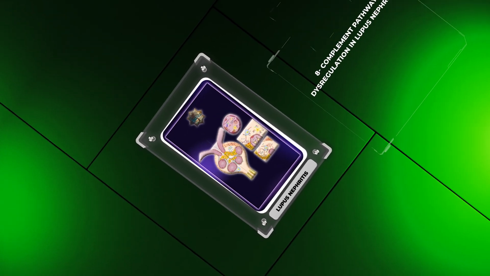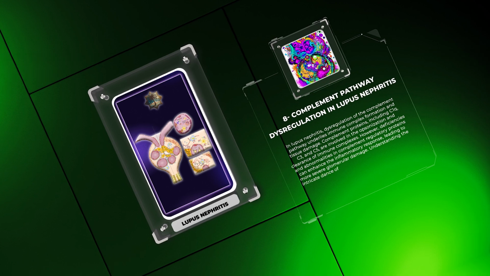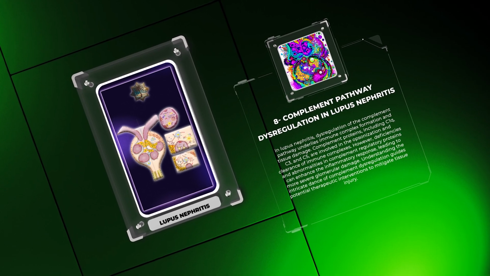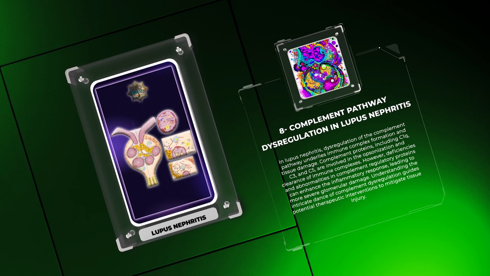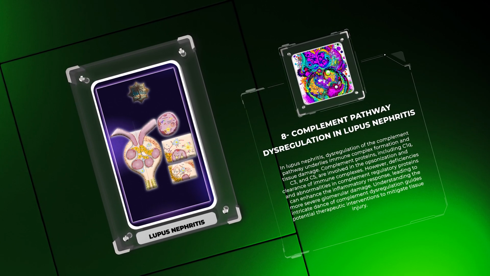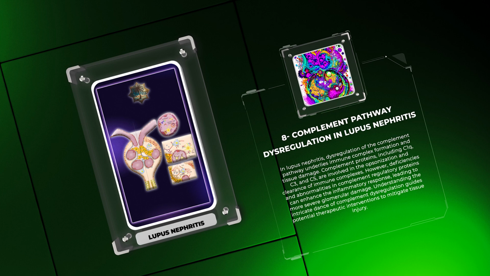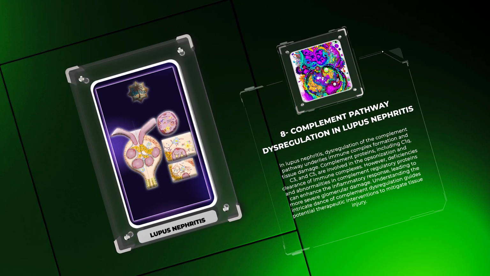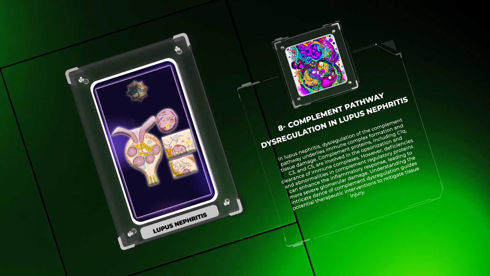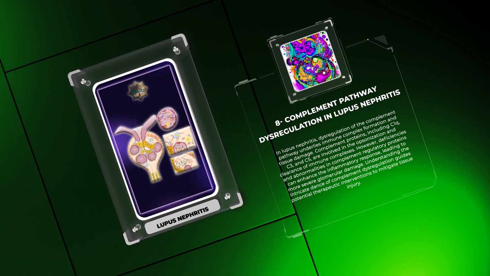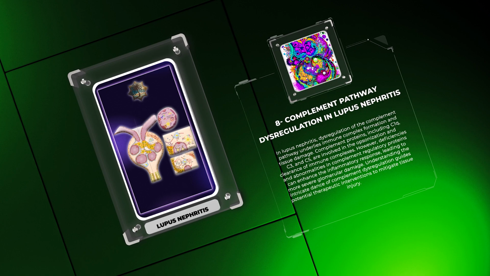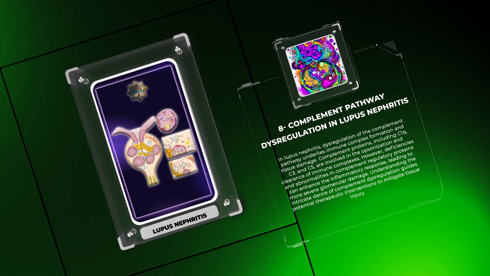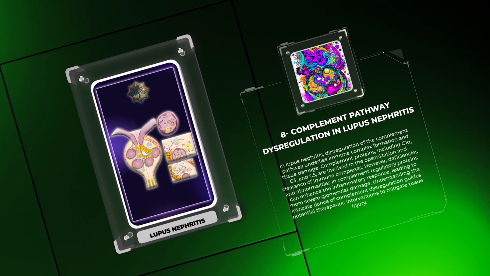In lupus nephritis, dysregulation of the complement pathway underlies immune complex formation and tissue damage. Complement proteins, including C1q, C3, and C5, are involved in the opsonization and clearance of immune complexes. However, deficiencies and abnormalities in complement regulatory proteins can enhance the inflammatory response, leading to more severe glomerular damage. Understanding the intricate dance of complement dysregulation guides potential therapeutic interventions to mitigate tissue injury.